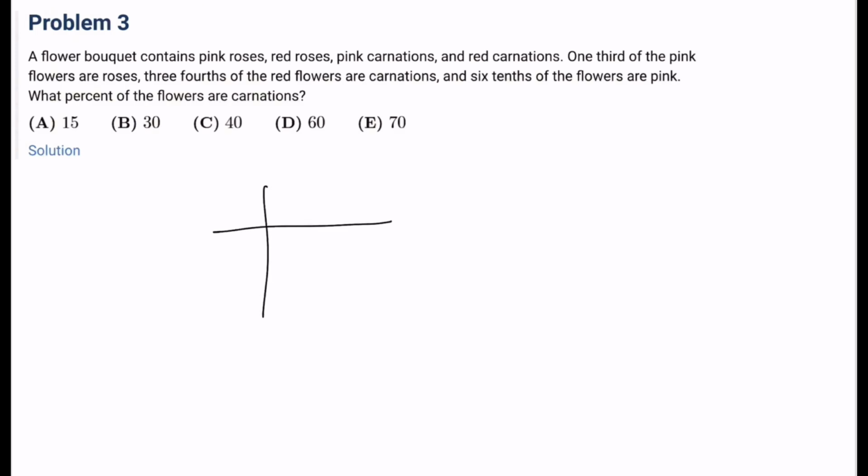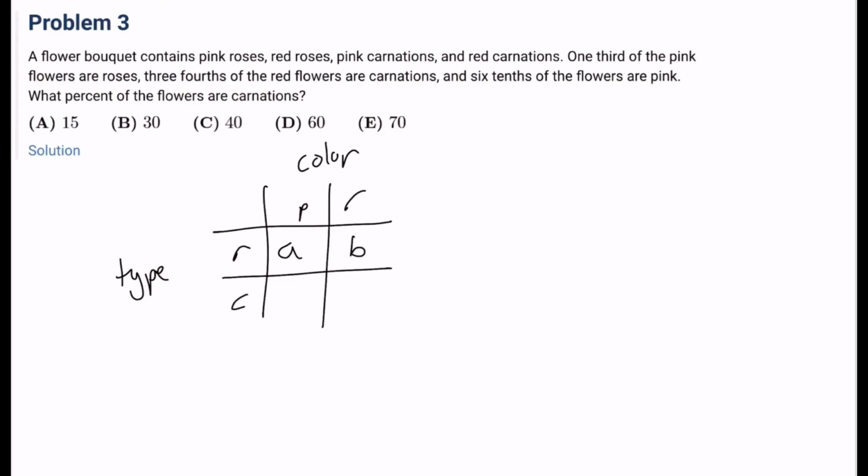Okay, so if we classify them by color and type, let's say this is pink and red, or roses and carnations. Let's say we have A pink roses and B red roses, and 1/3 of pink flowers are roses, so that will be 2A pink carnations, and 3/4 of red are carnations, so this will be 3B red carnations. And 6/10 of the flowers are pink. That means 3A over everything: 3A over 3A plus 4B is 6/10, so that's 3 over 5, right?